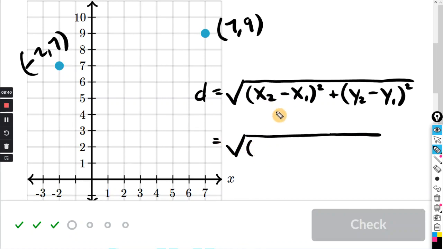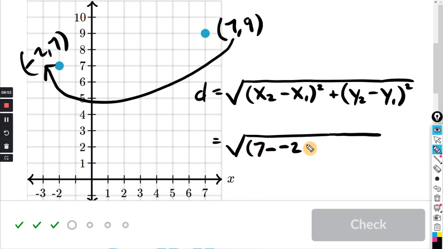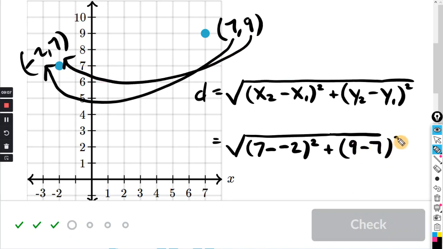All right, so let's do the x's first. I'm going to do 7 minus -2, okay, 7 minus -2, and that is squared. And then for the y's, I'm going to do 9 minus 7, 9 minus 7. And that gets squared. Okay, once again, the x is the first number written, and the y is the second number written.